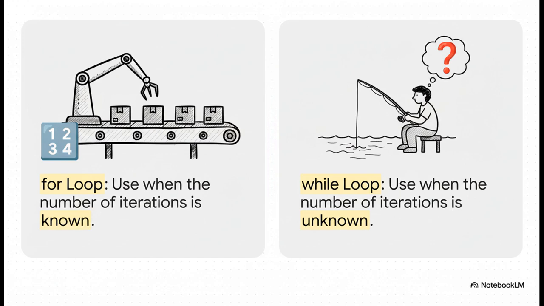The while loop, on the other hand, is for when you don't know. It just keeps on running while a certain condition stays true, like waiting for a user to finally press the quit button. The one thing you have to be careful about with while loops is making sure that condition can eventually become false. If not, you get an infinite loop, and that's a classic bug that'll freeze your program solid.